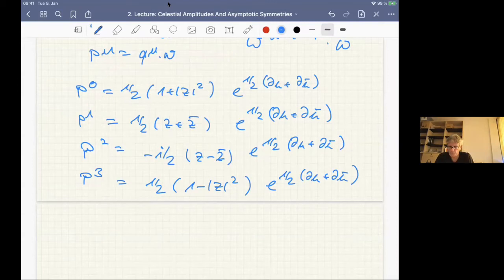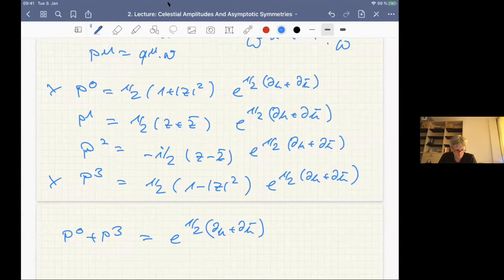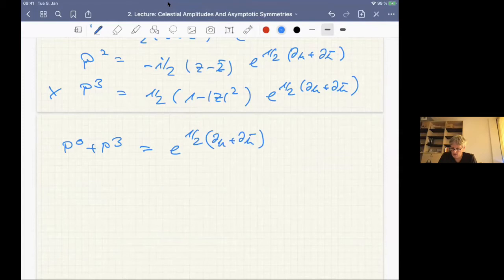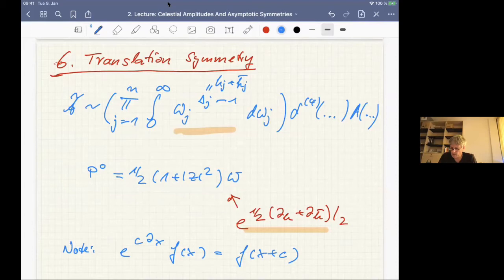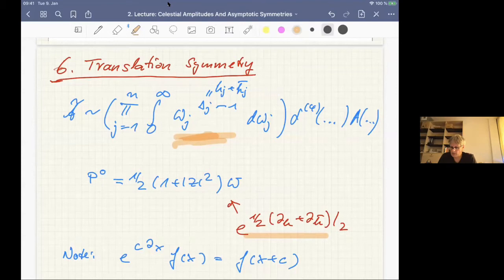Now you can, for example, take a particular operator P0 plus P3. So you add this guy and that guy, and it gives you just this exponential. And you see we have learned that this just multiplies the amplitude by an additional omega factor, which you can then trade as shifting the delta by plus one.